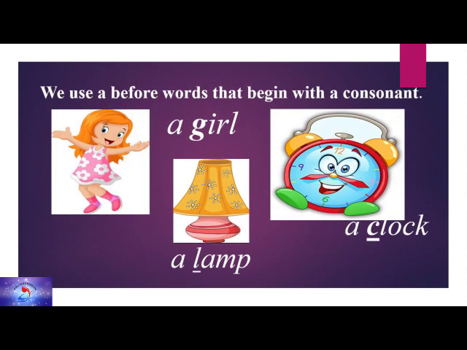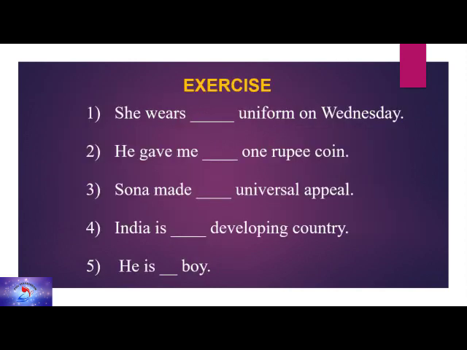We use a before words that begin with a consonant. Say a girl, a clock, a lamp. So we'll just see an exercise. Students, take your notebook and a pen or pencil. Just write down the answers for these 5 questions.